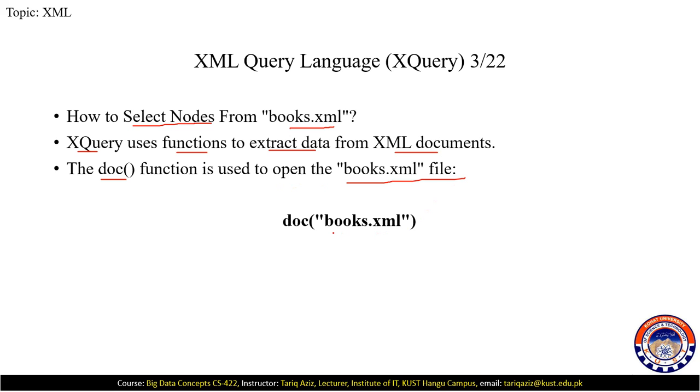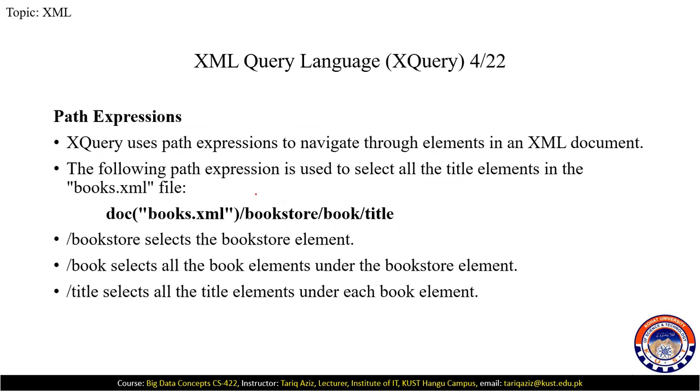So this is our file. This is our XML document. If we want to open this document, which function will we use? We will use the doc function. If you look at the function name doc, inside parentheses we wrote the name of our document, which is books.xml. Now when this function is executed, our document will open. Okay, now dear students, what are path expressions?